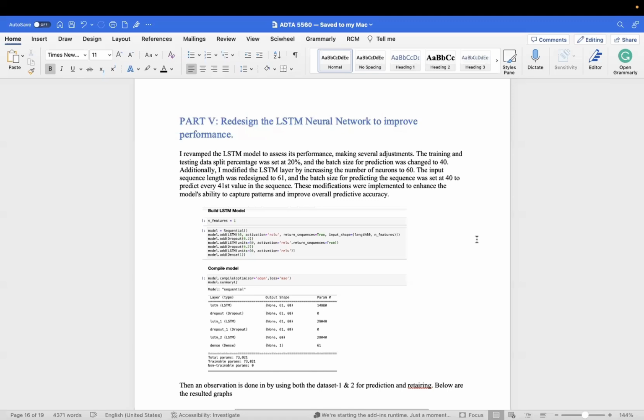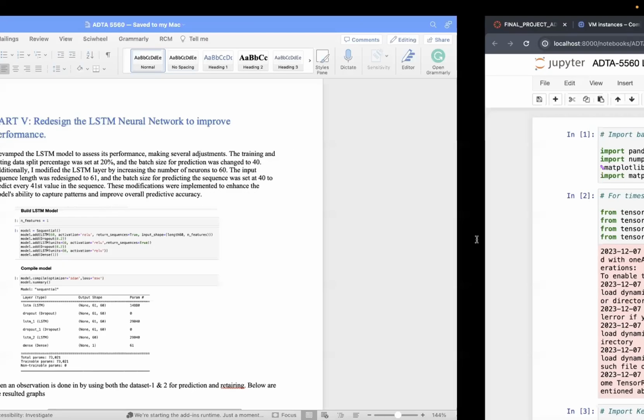In part 5, redesigning the LSTM neural network has been done to improve the performance by taking the same data sets that we have taken for the LSTM, Amazon stock price, both the new and the extended data set. Just go with the code part.